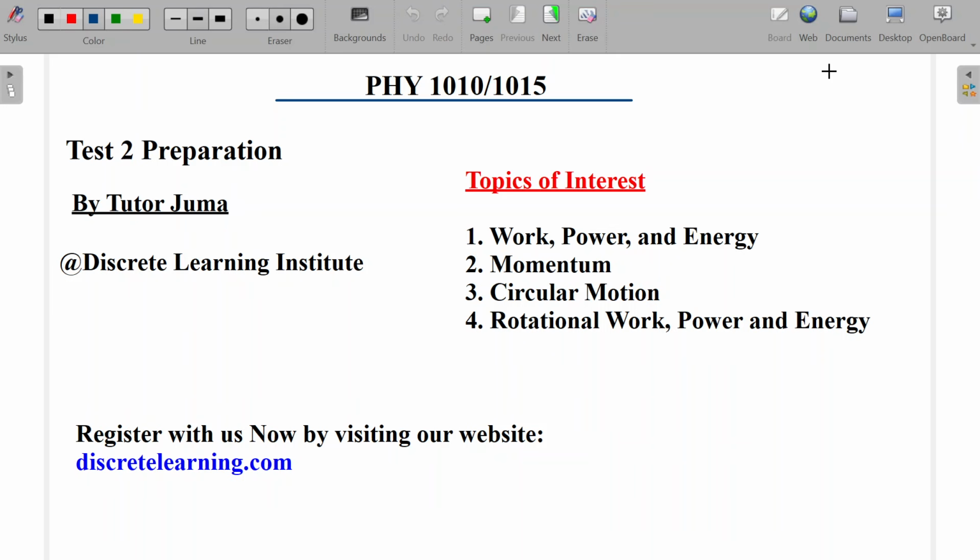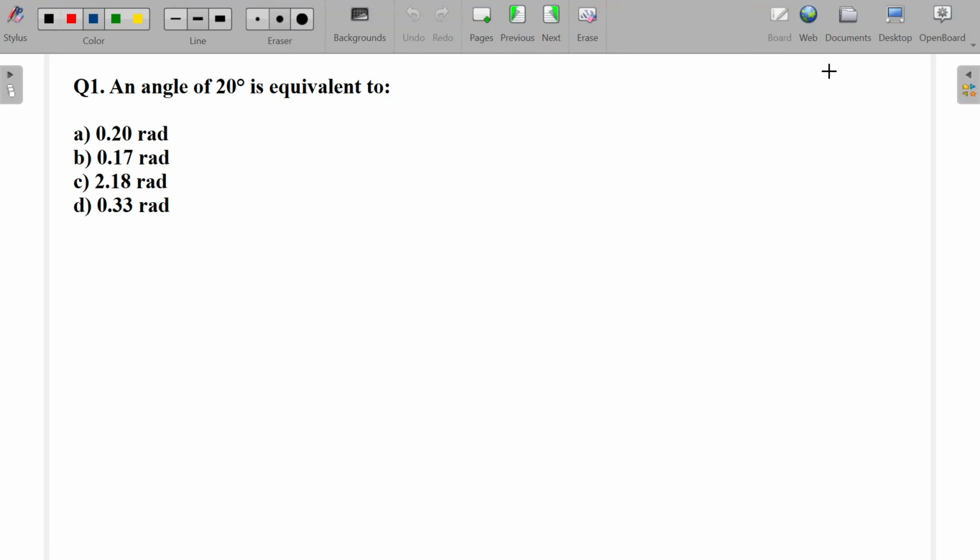Okay, so without wasting much of your time, let us go into today's class. So our first question for today, this is question 1. They are saying that an angle of 20 degrees is equivalent to A, 0.2 rad, B, 0.17 rad, C, 2.18 rad, D, 0.33 rad.